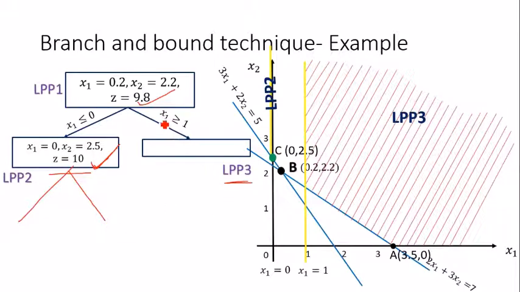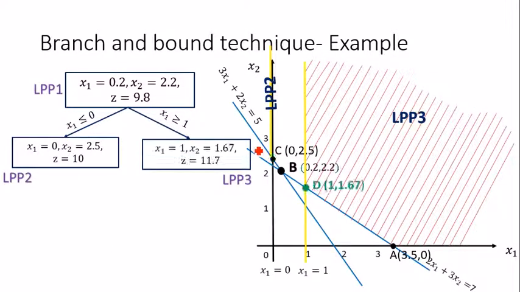LPP3 is x1 greater than or equal to 1. So this is the line x1 equals 1. Greater than or equal to 1 means the original LPP's intersection will be taken at the right-hand side of the line x1 equals 1. So this is again an unbounded feasible region for LPP3, and in this case the optimal is turning out to be at this point. From B it has shifted to D, and you can find the coordinates of D by putting x1 equals 1 in this equation. So you get z equals 11.7.